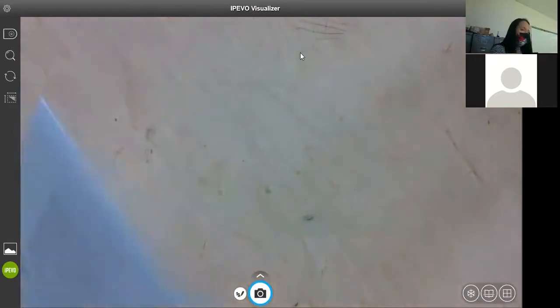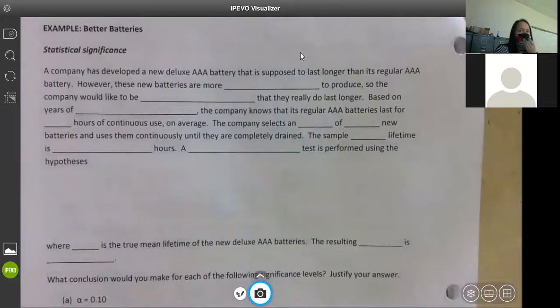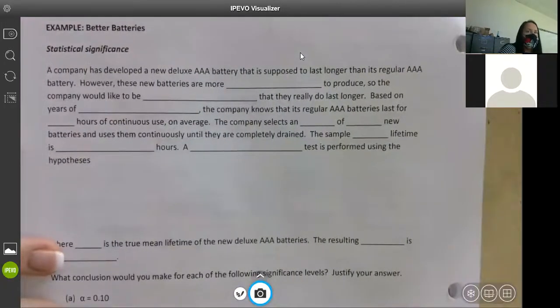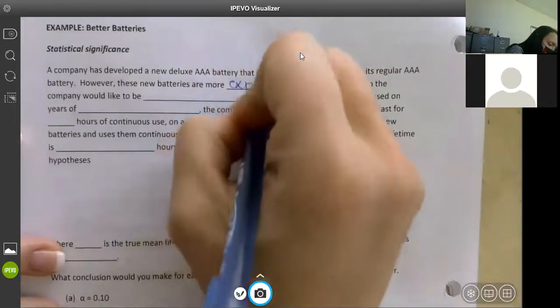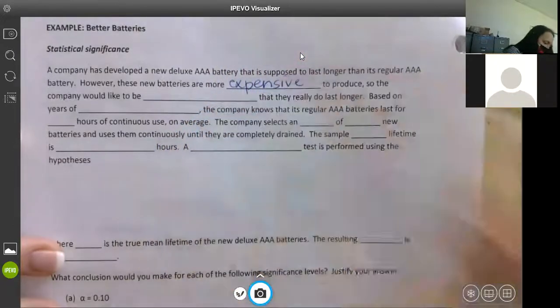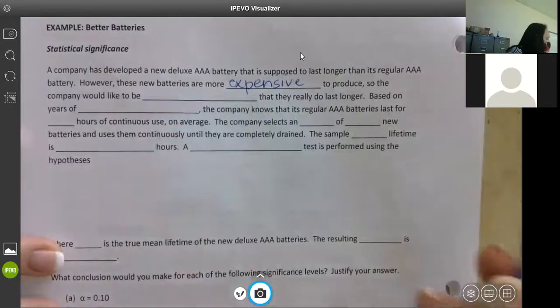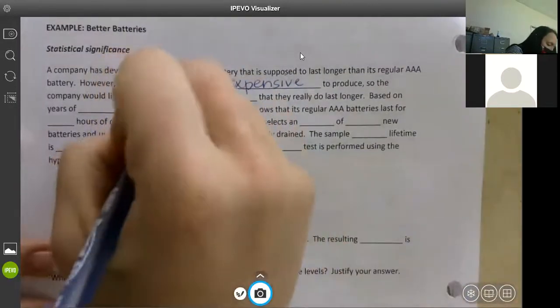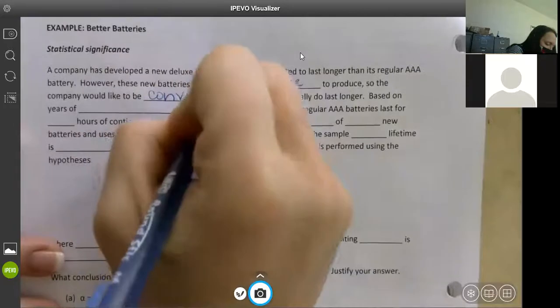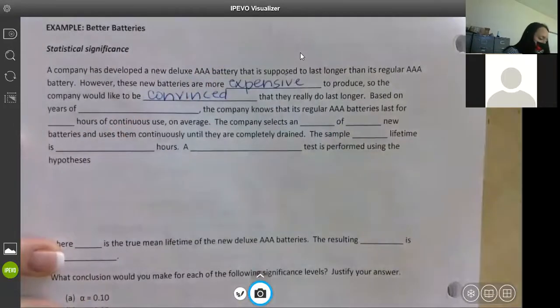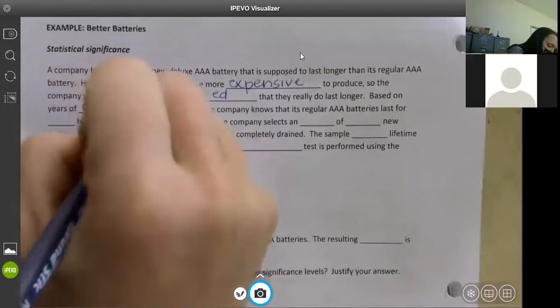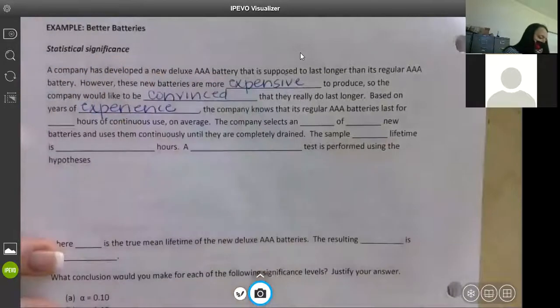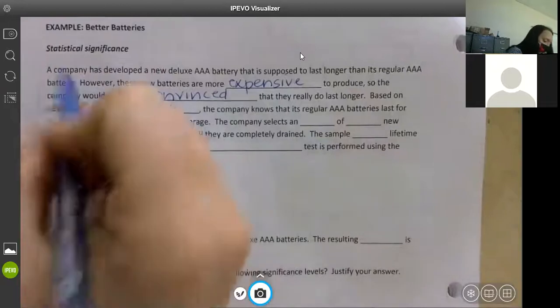So for example, statistical significance: a company has developed a new deluxe AAA battery that is supposed to last longer than the regular AAA battery. However, these new batteries are more expensive to produce. So the company would like to be convinced that they really do last longer. Based on years of experience, the company knows that its regular batteries last for 30 hours.